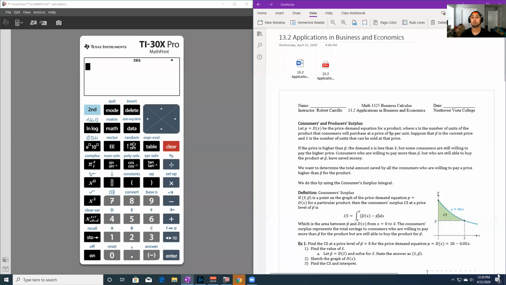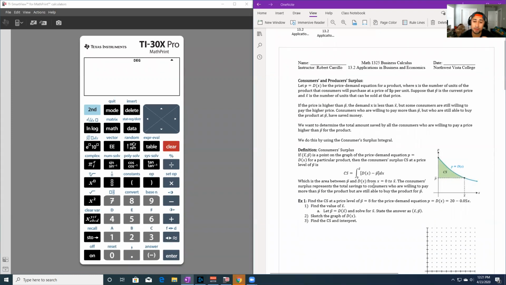Okay, welcome. This is 13.2, applications in business and economics. We're going to look at consumer and producer surplus models that involve integrals. So with all this, there's a big old paragraph.